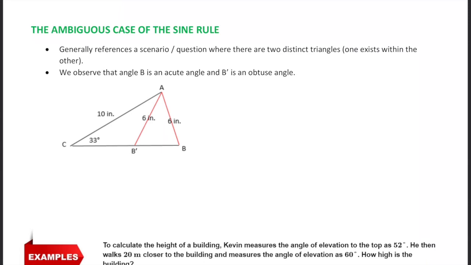This will usually mean that one triangle exists within the other. So you can see here that I've got triangle CAB, and that particular line demonstrates that there is another triangle, which is B-AB, which exists within the bigger triangle CAB.